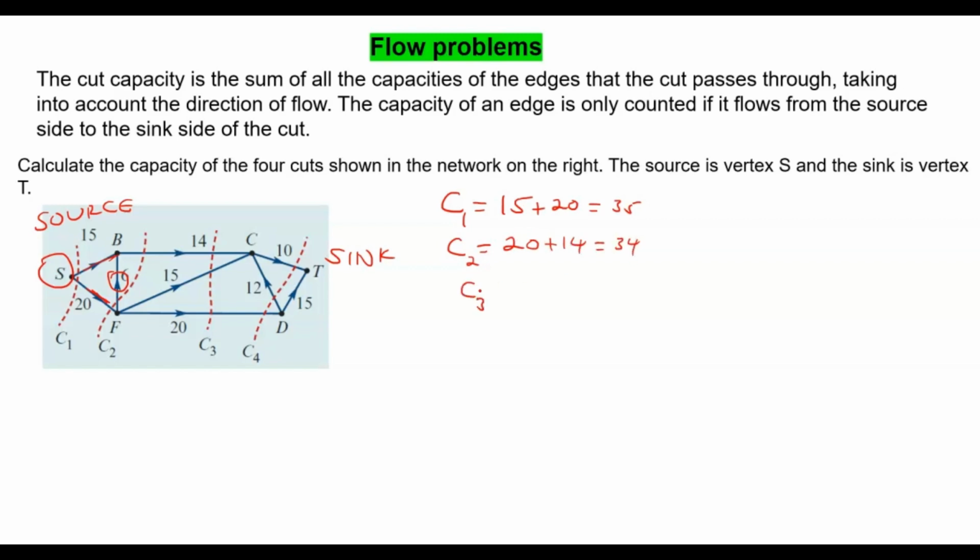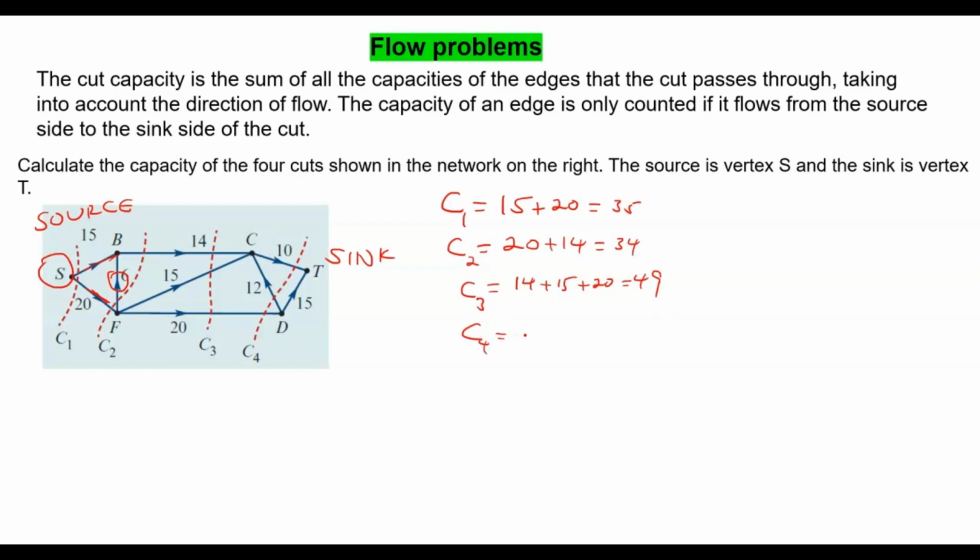So let's have a look at cut 3. For cut 3, again, we have 3 lines going through. They're all going to the sink. We add those numbers, 14, 15, that's 29, plus another 20 is 49. So the capacity for cut 3 is 49.